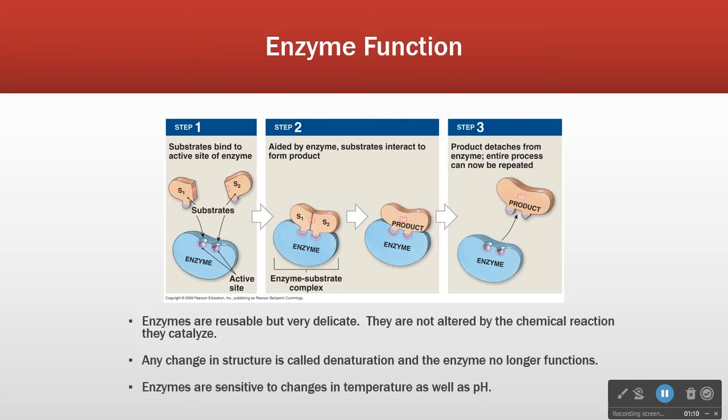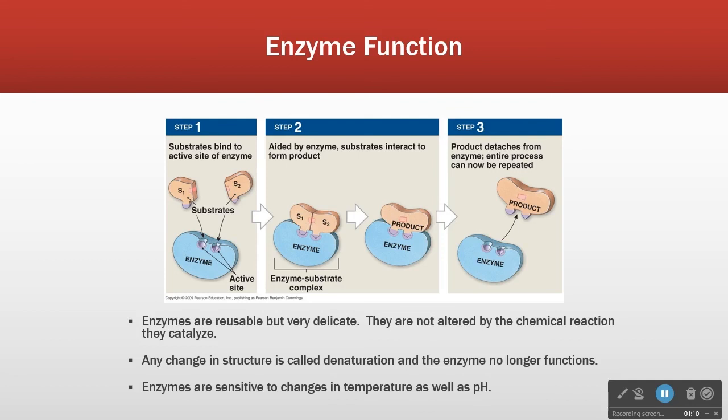Some key characteristics of enzymes: they're reusable, so one enzyme can catalyze millions of reactions, but they are delicate. That means you can break an enzyme. We do it all the time when we cook, okay? If you take a protein and you heat it up, you change its shape. If you change its shape, it can't function in the same way anymore. We call that denaturization, or denaturing the protein. So when an enzyme's shape changes, it is denatured and then no longer functions.